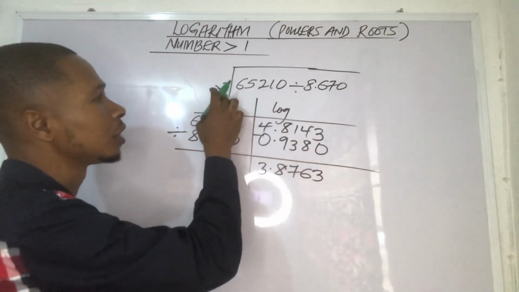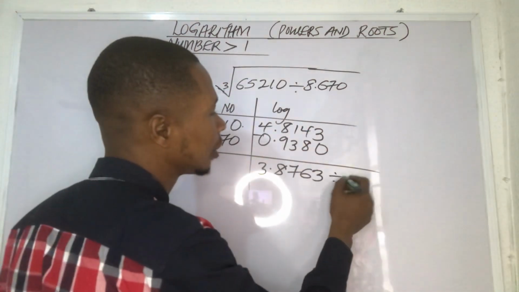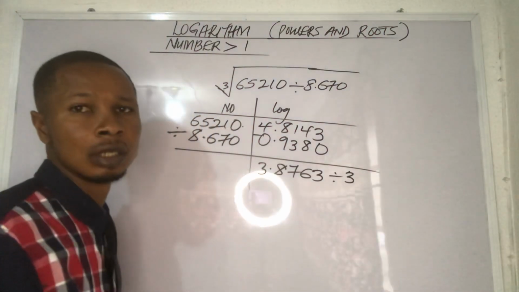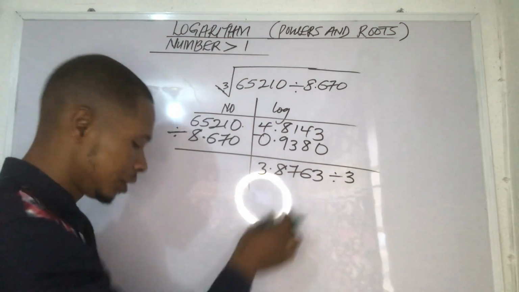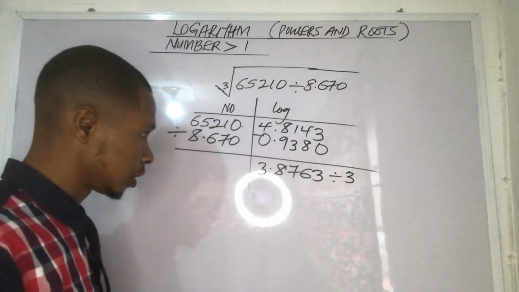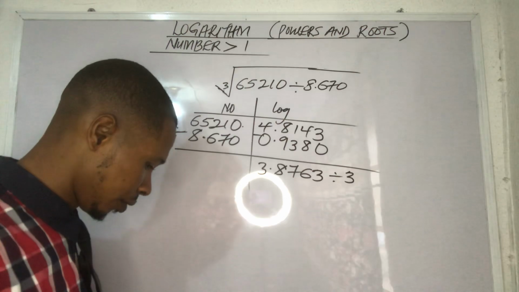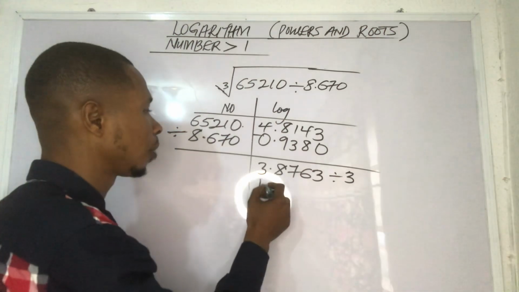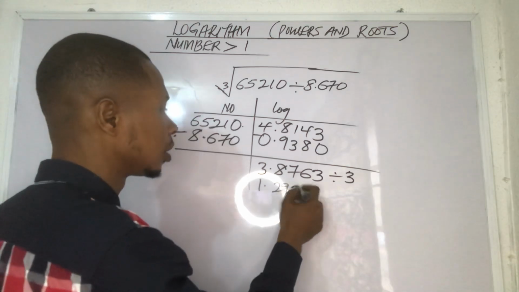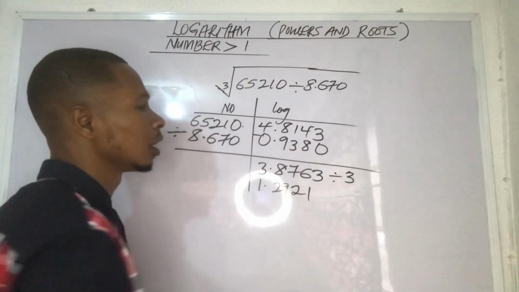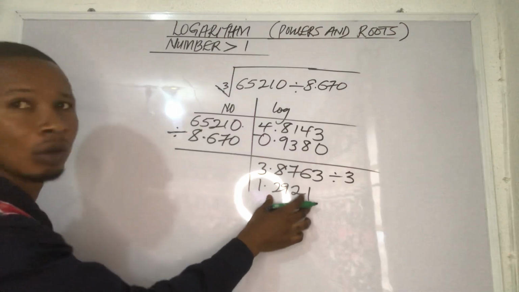But because of this cube root, I'll divide by 3. So you have 3.8764 divided by 3. And that will give me 1.2921. Then after this, I'll check anti-log of this.